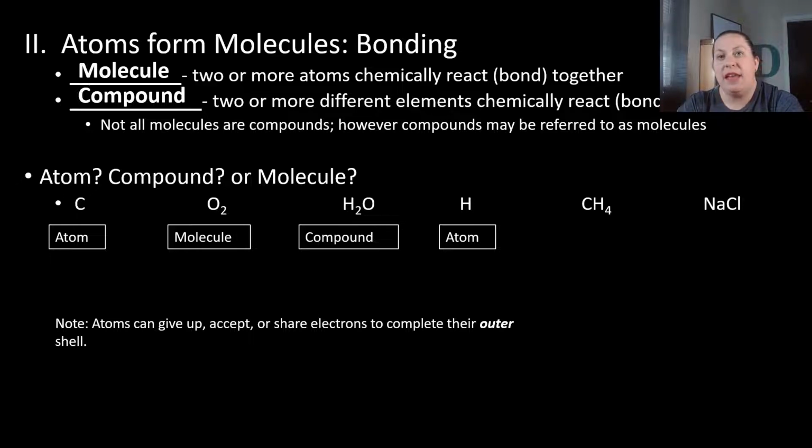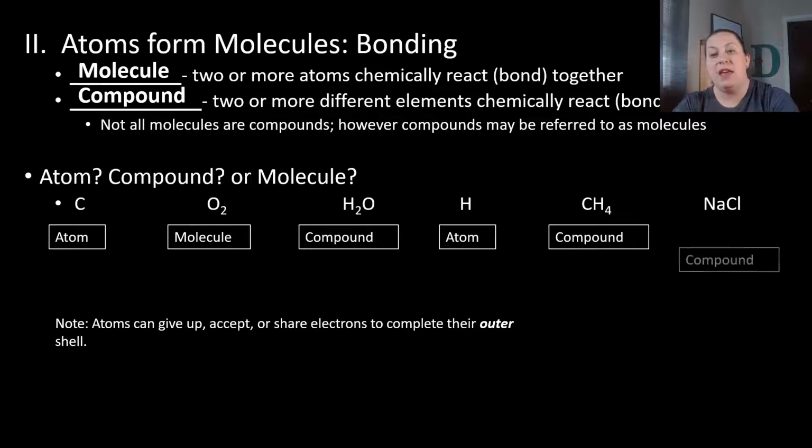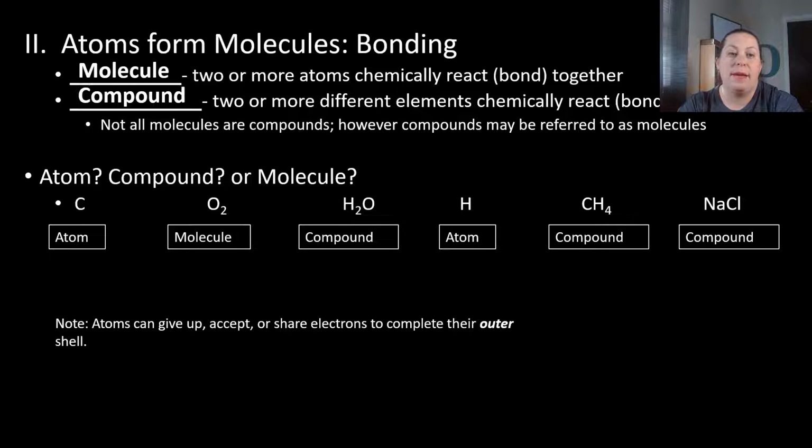The next one is methane gas. This is CH4. I have one C and four H's. Since they are different and there are two or more, this is a compound. And then last but not least, I have NaCl. This is table salt. It's sodium, Na, bonded with chlorine, Cl. Since they are different, this is a compound. So this is just to give you some examples.